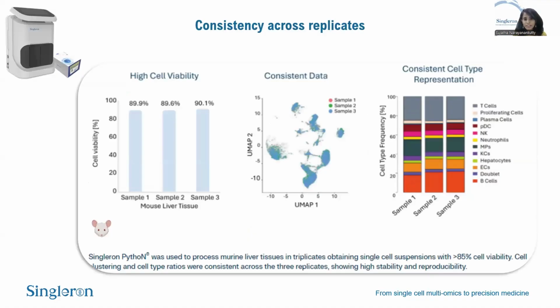An instrument also helps you keep consistency across replicates. So if you're doing a lot of samples for your project, it's a good idea to have an automated option so that every time you work with a sample, you get the same consistent cell representation and data.